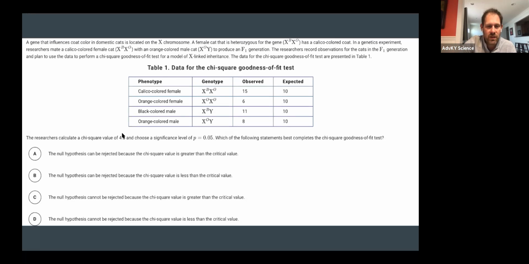My chi-squared is 4.6. There's 3 degrees of freedom, which makes my critical value 7.82. This is clearly less than 7.82, which means I can do what with the null? I cannot reject the null, automatically making it either C or D, right? Which one is the better option? The null cannot be rejected because the chi-square value is less. So this is basically testing you to see, do I need the chi-squared value less or more than the critical value to accept it? And I need it less to accept it. So the correct answer is D.